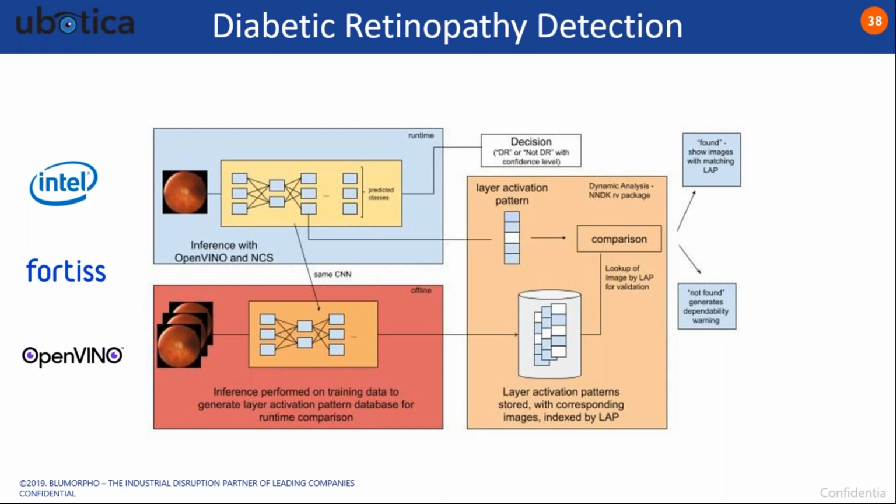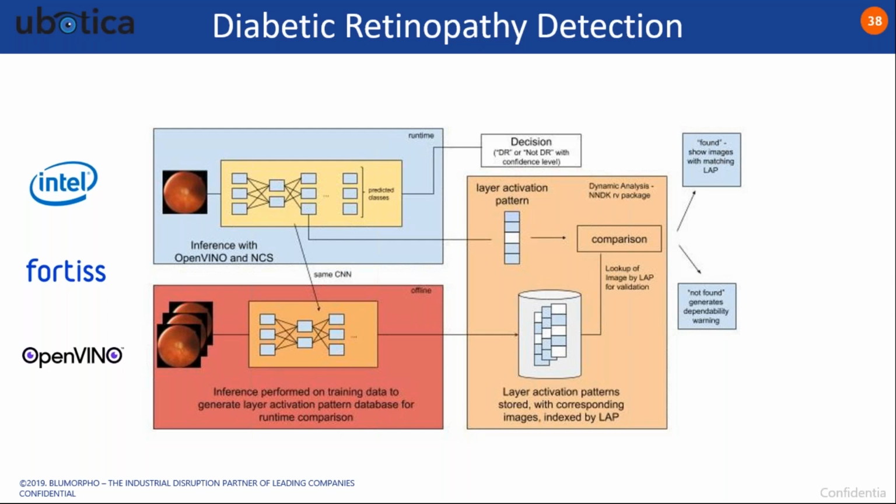Okay, and the architecture of the system is really twofold. On the top left, you have the inference engine, which was implemented using OpenVINO and the neural compute stick. And then on the bottom left, we run in parallel the neural network dependability kit from Fortis. And what that's doing for us is making an assessment as to whether the decision that the network, the CNN, is making, whether it makes sense or not, based on the data that the network has been trained with.